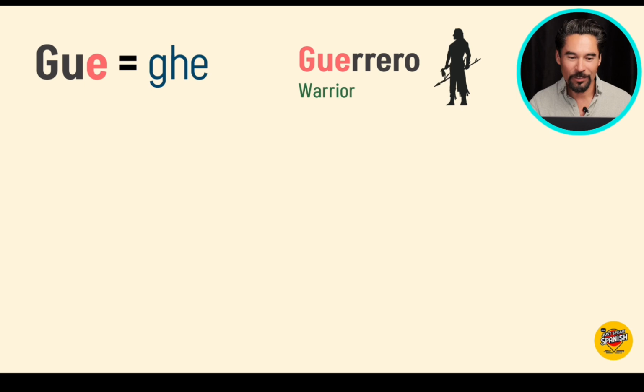Ge. Okay? So we don't pronounce the U. We don't say gue. We say ge. And the word we have here for that is guerrero. Guerrero. Okay? For warrior. So this is important. When you see the G, the U, and the E together, you say ge.